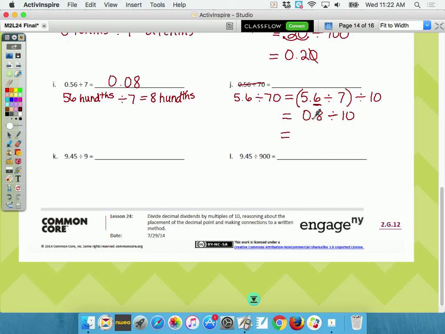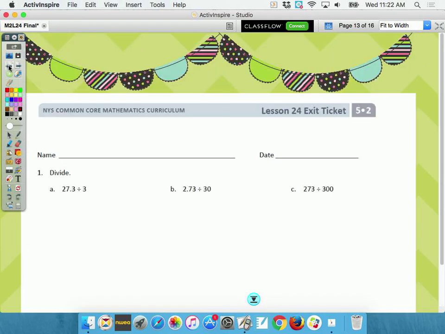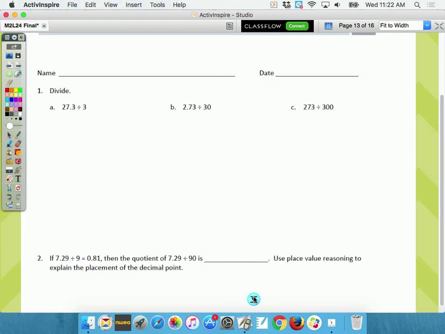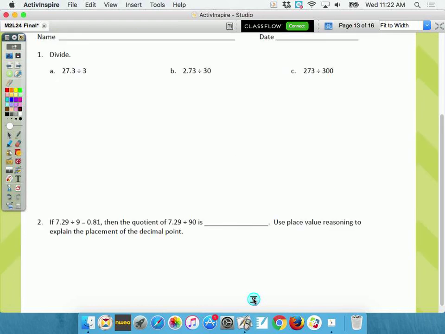So now, if I hop the decimal one time, 0.08. Lo and behold, we got the same answer for both of them. That's really weird, isn't it? Okay, so here's what I want to do now. I want to look at that exit ticket real quick. And this is the most important thing. I need you to listen.